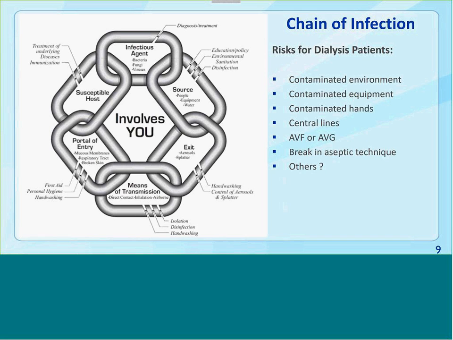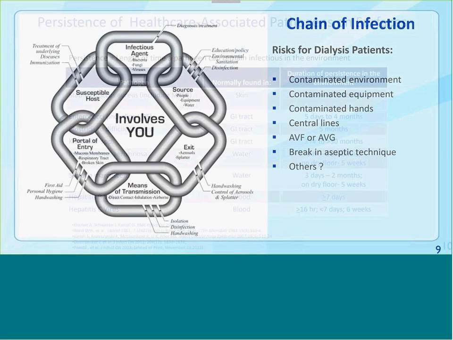So how do we break that chain of infection? Again, hand washing, personal hygiene, first aid, and then for the susceptible host with underlying diseases, immunization. We want to make sure that we can break that chain as well. So in the dialysis setting, the risk to dialysis patients comes from those sources: contaminated environment, equipment, and hands, and then that portal of entry, the central lines, the AVF or AVG. And then if we think of breaks in aseptic technique, it's probably multiple links in the chain there. So we'll make sure that we truly always break that chain of infection.